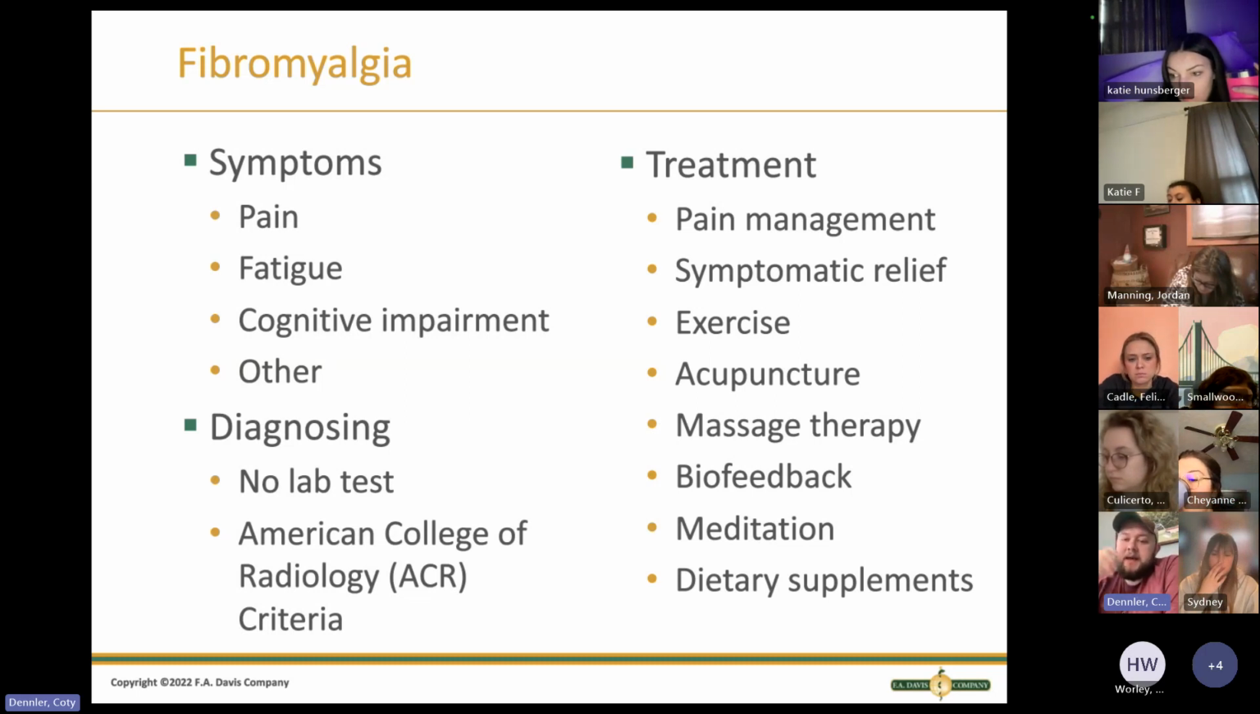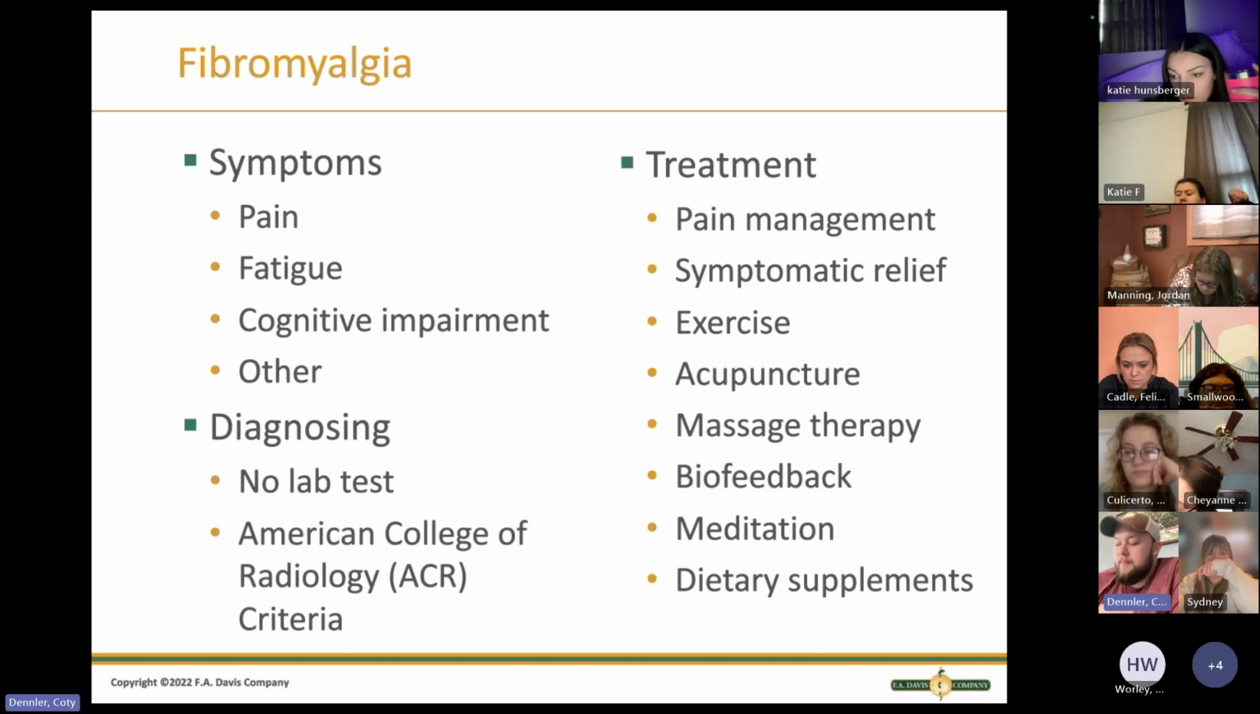So treatment here is pain management, symptom relief. Yeah, maybe do a little bit of exercise. There's not really flare-ups or anything like that. You might have some stuff that hurts more than others when you do exercises, so don't push them to where it hurts really bad. They may do acupuncture, massage, that type of thing. Biofeedback, again, that's above my pay grade. That's specializations. Meditation is something, and also dietary supplements.